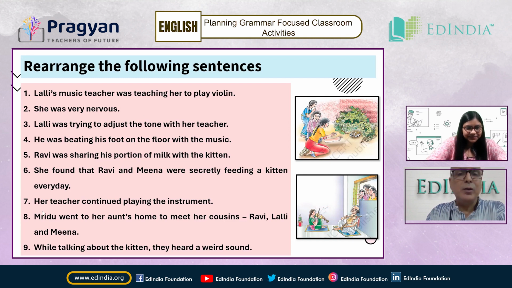Let me check whether you are organizing it correctly with Shamal sir. Shamal sir, please unmute yourself. Sir, according to me, numbers 8, 6, 9, 5, and then 7, 1, 3, 2, 4. Good. Thank you, Shamal sir.